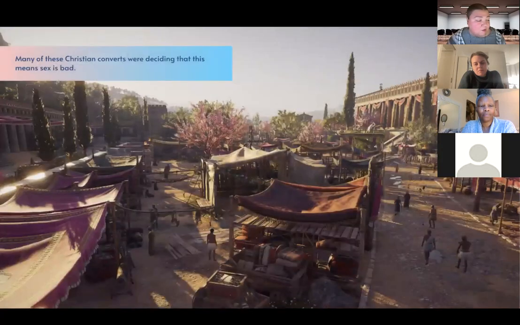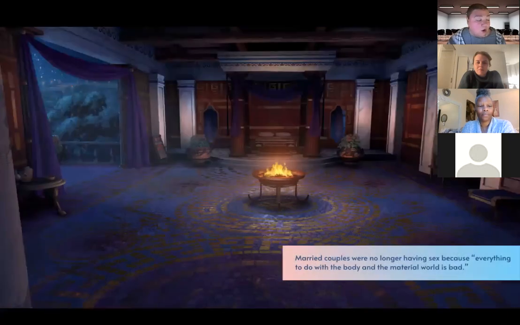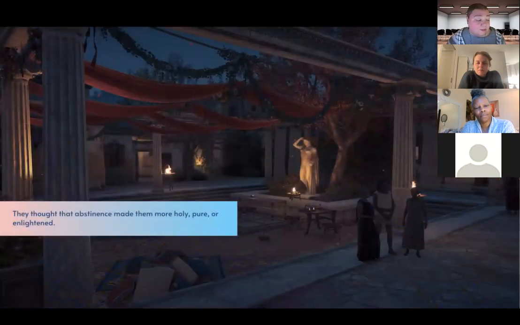And so many of these Christian converts were deciding that this means sex is bad. Sex is inherently evil and base and corrupt. Married couples were no longer having sex because everything to do with the body was bad. They thought that abstaining from sex made them more holy, pure, and enlightened.